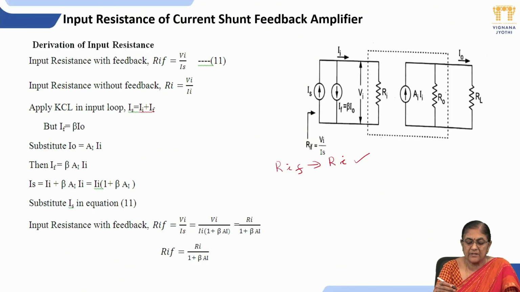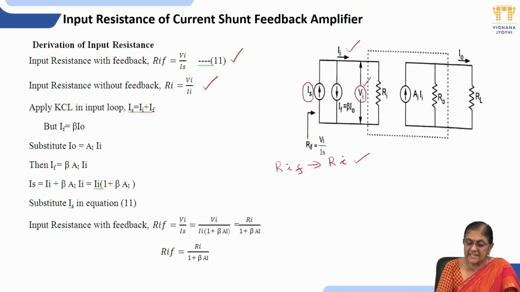Input resistance with feedback RIF is the ratio of input voltage to input current of the current shunt feedback amplifier. What is the input voltage? VI. What is the input current of the current shunt feedback amplifier? IS. Therefore, RIF is VI by IS. Input resistance without feedback is Ri. What is the input current of the basic amplifier? II. What is the input voltage of the basic amplifier? Vi. So therefore Ri is equal to the ratio of Vi to Ii.